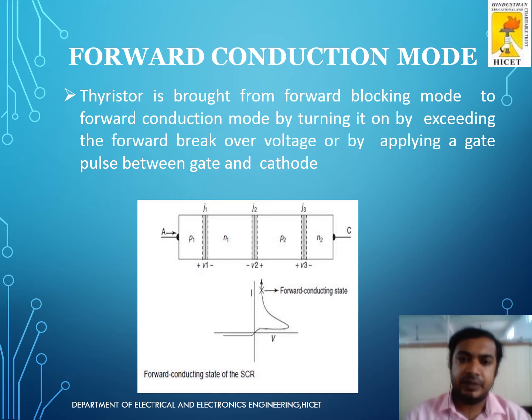If we are giving a voltage which is greater than the forward breakover voltage, then the depletion region across the J2 will break down and the electrons will pass through the junction. That's why we are establishing the conduction across the device. That's why the SCR is coming to the conduction mode.